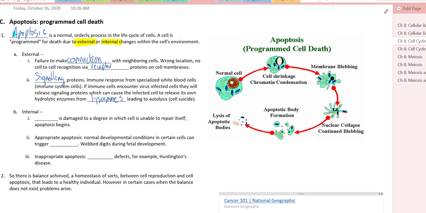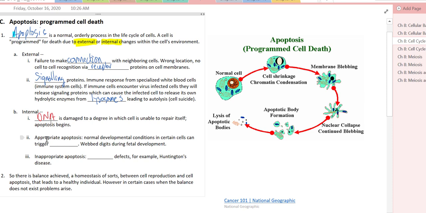Okay, on the internal side, so the top two refer to external conditions that lead to programmed cell death, and on the internal, one being simply the DNA is damaged. All right, and so if it's damaged to a degree where it can't produce proteins that would help to repair, then apoptosis would begin, and programmed cell death would occur.